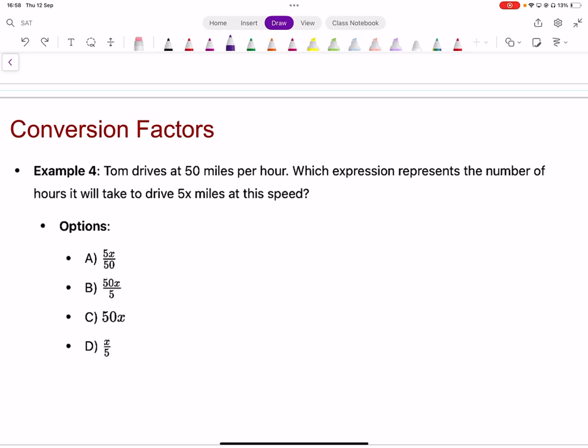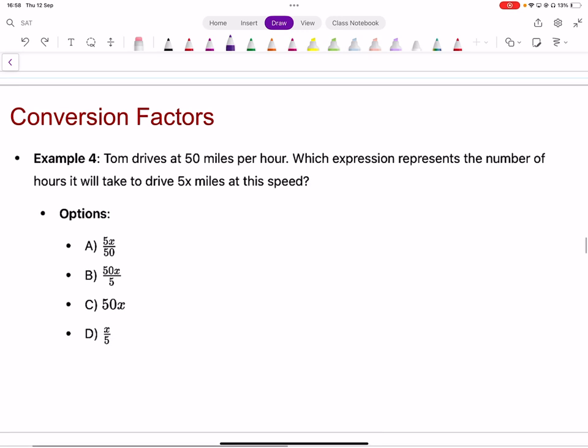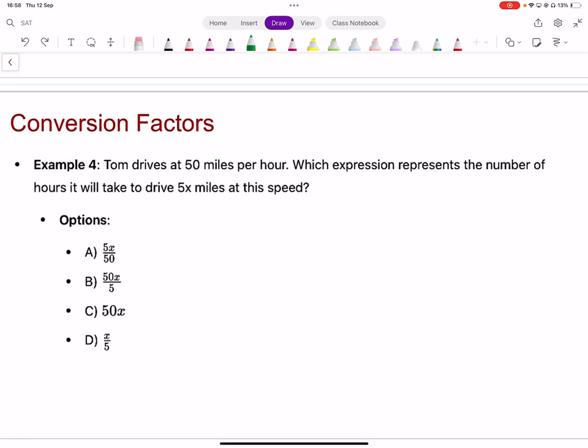Where do we start? 50 miles per hour, that's the rate. We start from a constraint or the final target. What are we given? 5x miles is what we need to drive eventually, right? That's a given constraint, or the target that we have. We can start from that. We can say 5x miles. Okay, that's the starting point.